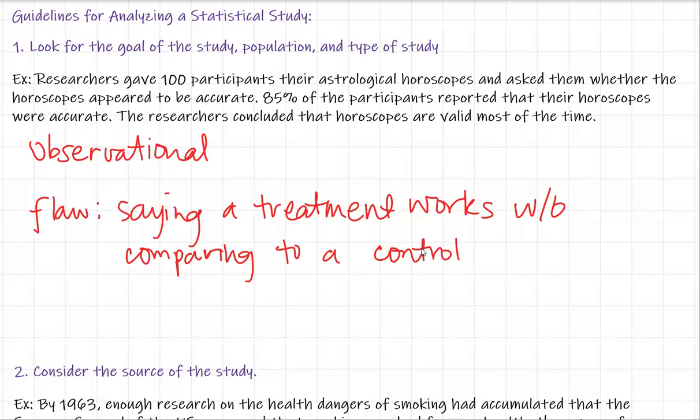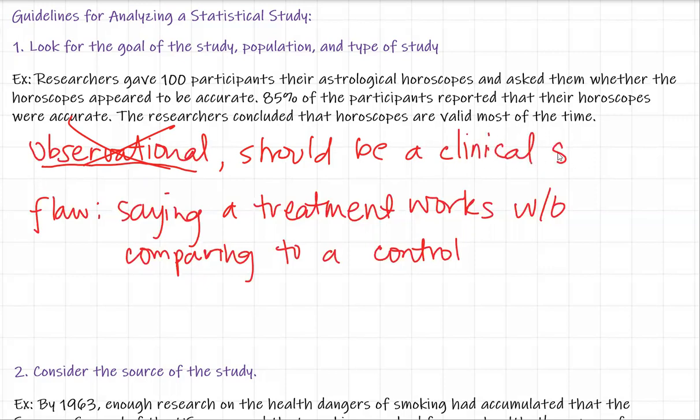In this case, the treatment is a horoscope and whether or not they're accurate. So that is the main flaw here, that this was run using an observational type of study when it should have been a clinical study. That's why it's important that when we're looking at studies, we see what type of study they're saying that it is, or the type of study that they're kind of inferring that it is, okay?